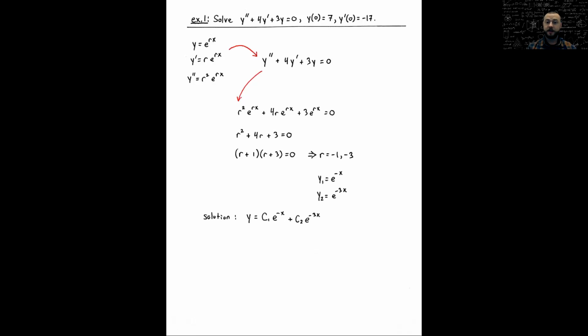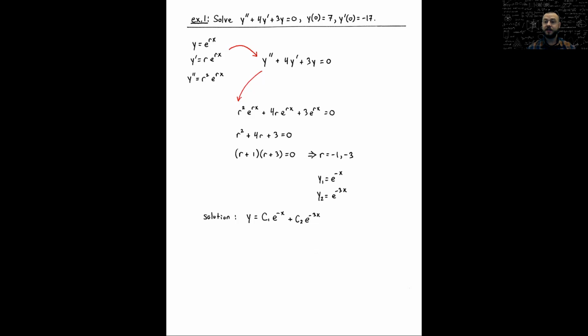Each value of r gives you an exponential function as a solution. So we might say our y1 is e to the -x. That's using r as -1. And then y2 is e to the -3x, using r as -3. All right, and we just put them together as a linear combination of y1 and y2, giving us the solution to our differential equation here. And with the initial conditions given at the top, we can actually solve for C1 and C2.